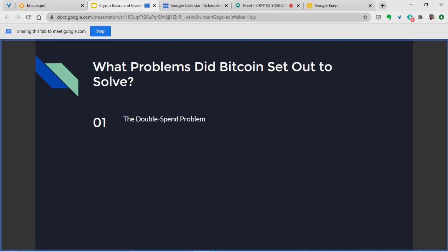If I have $100 and I give David $10, I should have $90 left. I shouldn't be able to spend $100 again. So that was one of the issues that Bitcoin set out to solve.